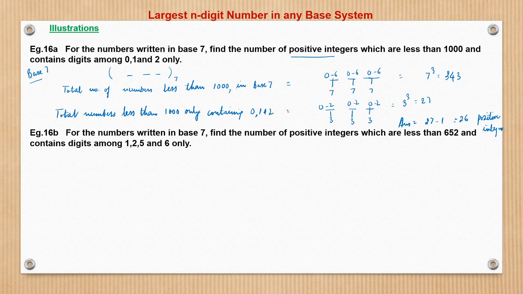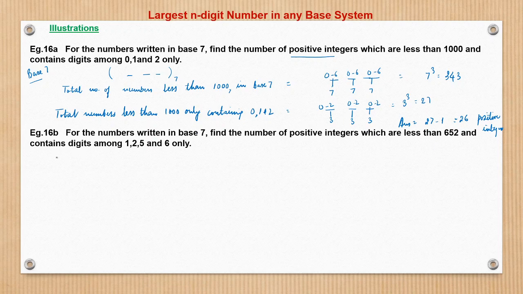Now, this question we have seen. Another variant of the same question. For the numbers written in base 7, find the number of positive integers which are less than 652 and contain digits among 1, 2, 5 and 6 only. Here we need to be a bit careful. Base is 7, and the integers are less than 652.